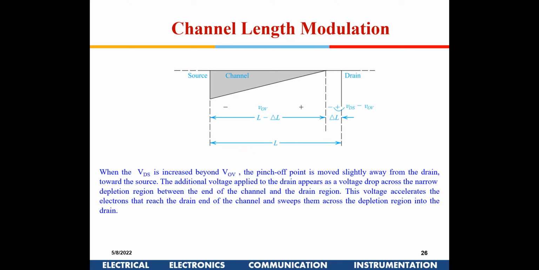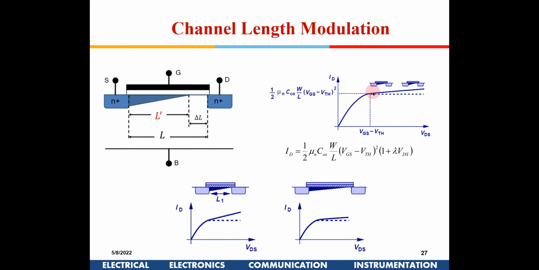Now if you see the ID equation, L is in the denominator. Since there are no free charges available in the depleted region, the effective length is decreasing. That means W by L increases, so in fact the current will increase. Normally this current has to get saturated, but because of channel length modulation, if you increase VDS, you will find that the current is slightly increasing here.